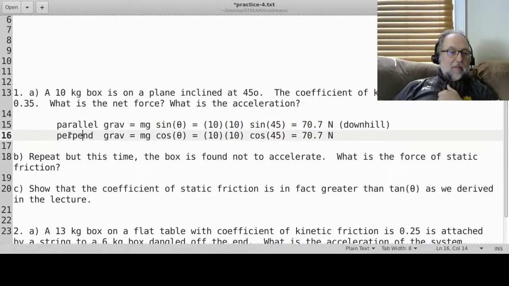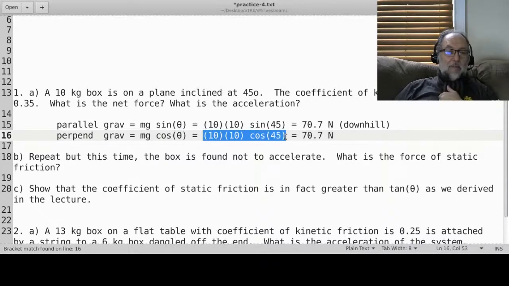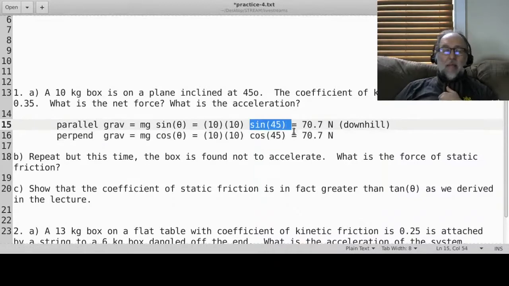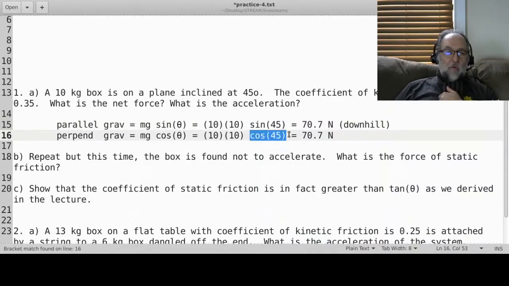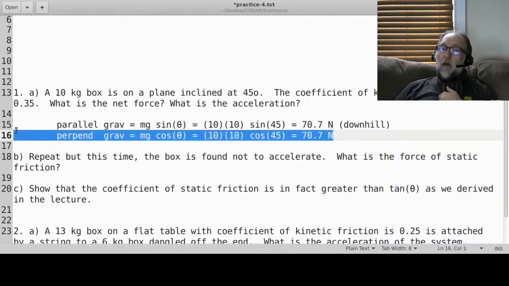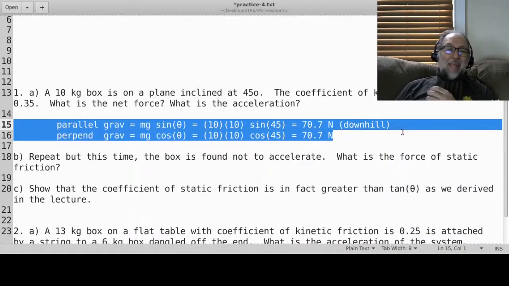Now, if you do the perpendicular component of the gravitational force, the equation there is mg cosine theta. M is 10, g is 10 as well, and cosine of 45 degrees. It turns out that cosine of 45 degrees is exactly equal to sine of 45 degrees, 0.707 and some extra decimals after that. But cosine of 45 degrees, 0.707 multiplied by 100, and you get 70.7. So it just turns out, because it's 45 degrees, that the parallel and the perpendicular component are equal here.